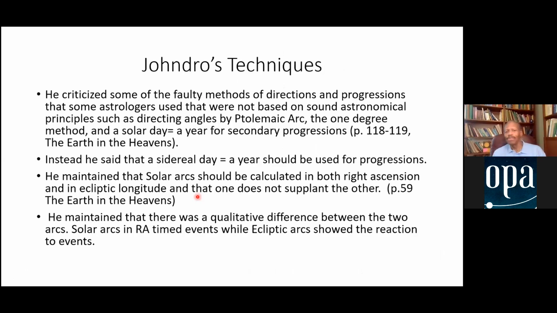Johndro criticized some of the faulty methods of directions and progressions that some astrologers use that were not based on sound astronomical principles, such as directing angles by the Ptolemaic arc, the 1-degree method, and the solar day equal a year. Now, of course, the 1-degree method is a very good technique when you're sitting with the client and you're eyeballing when you're checking their birth time. But for precise calculations, the true solar arc should be used.